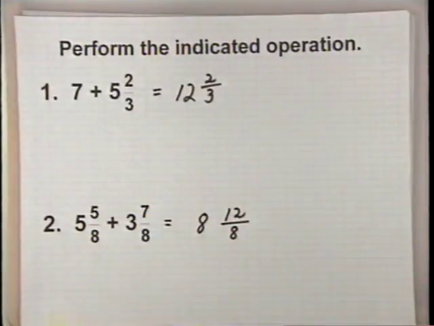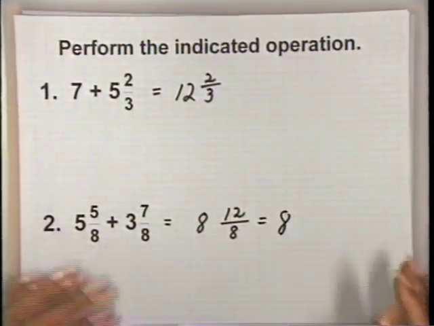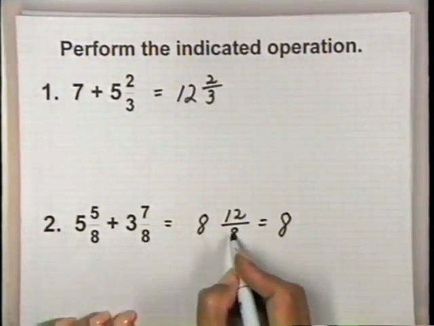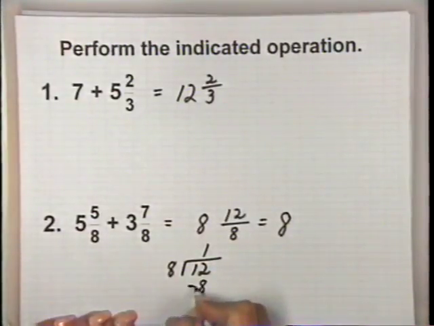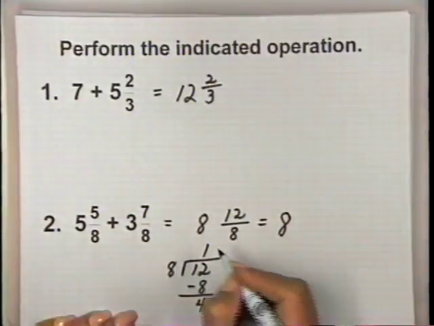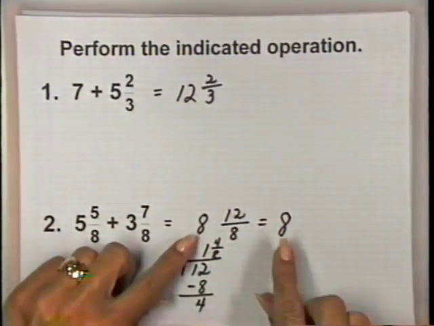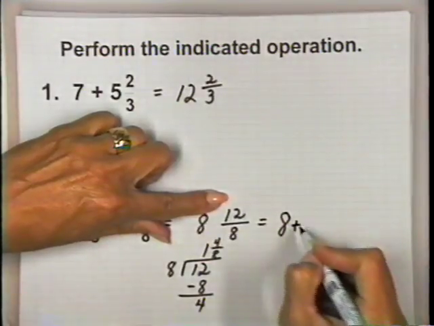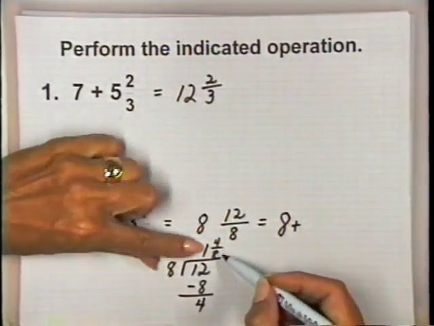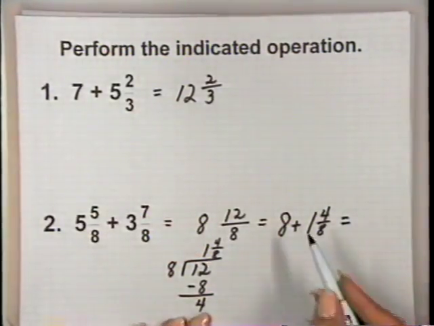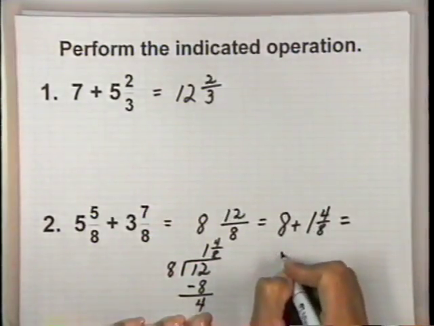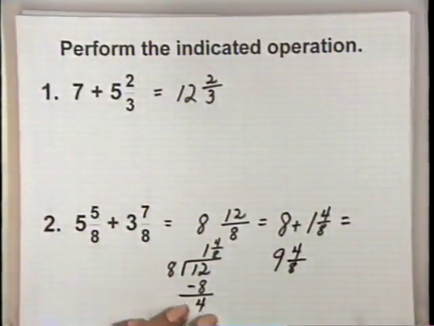Now let's check this fractional part. It can be reduced, and it's improper, isn't it? Well, let's convert the fact that it's improper first. Let's divide the 8 into the 12. It goes one time. When we multiply and then subtract, we have a remainder of 4. Let's write the 4 over the 8. So we have the whole number 8, and we want to add to that 12/8 written as its equivalent mixed number, which is 1 4/8. So let's add the whole number to the whole number. 8 plus 1 is 9, and let's write the fractional part 4/8.